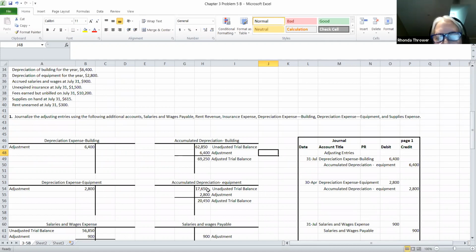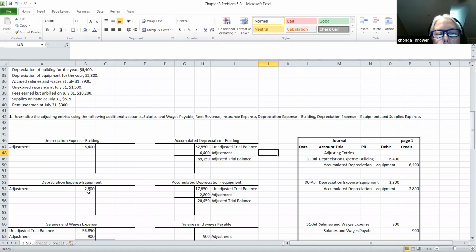So we had to update the accumulated depreciation amount to get it to the correct balance at the end of this period. The correct balance at the end of this period is $20,450. We want to reflect that correct balance in our new adjusted trial balance that we're going to prepare so that our financial statements will be prepared with the correct amount of their ledger account balances.